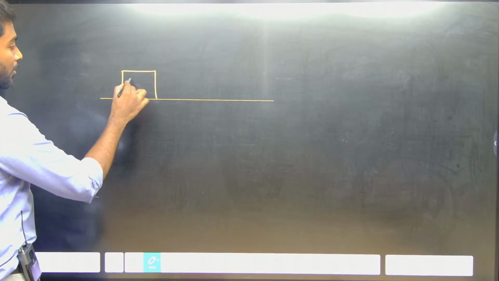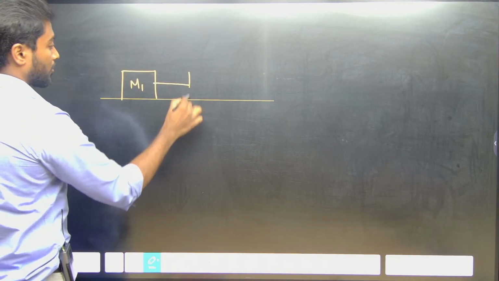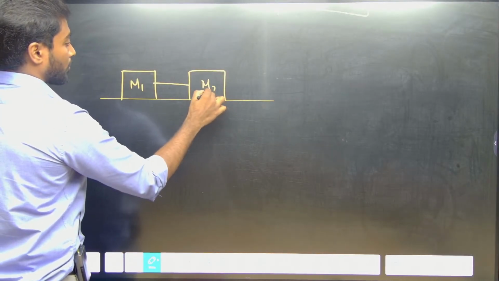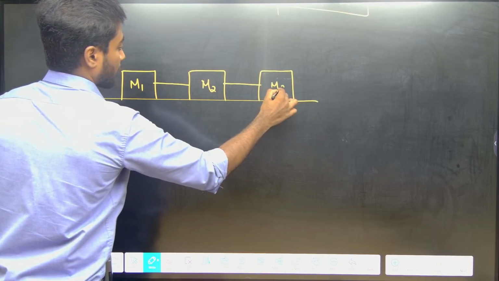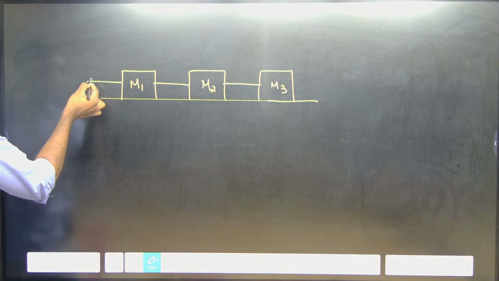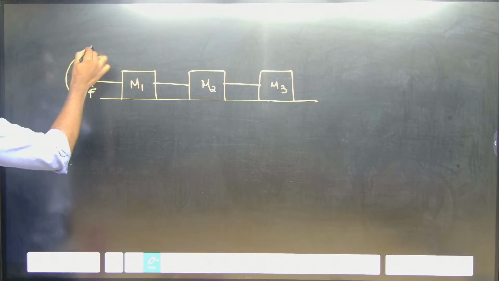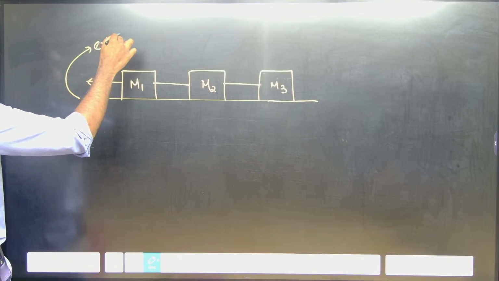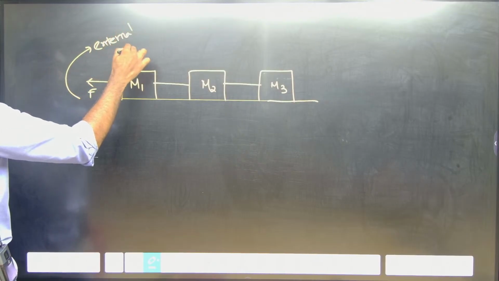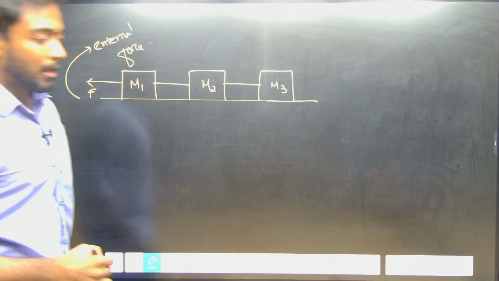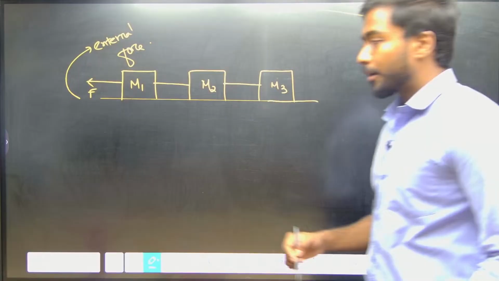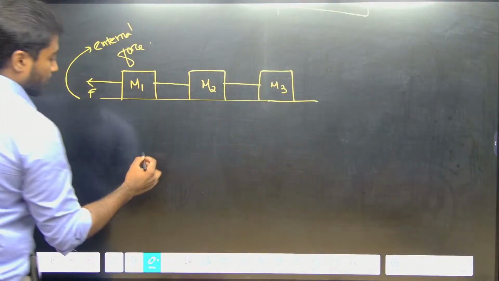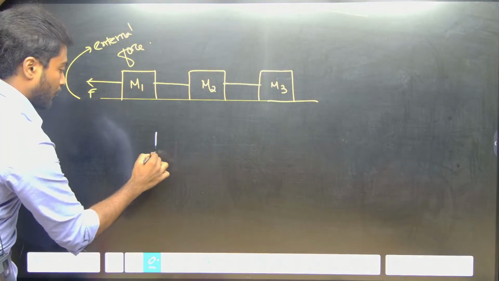So this is my M1, this is my M2, this is my M3. Now the force is acting like this. If I consider what force I told, external force. Okay, so what will be the free body diagram if I draw here for the M1?